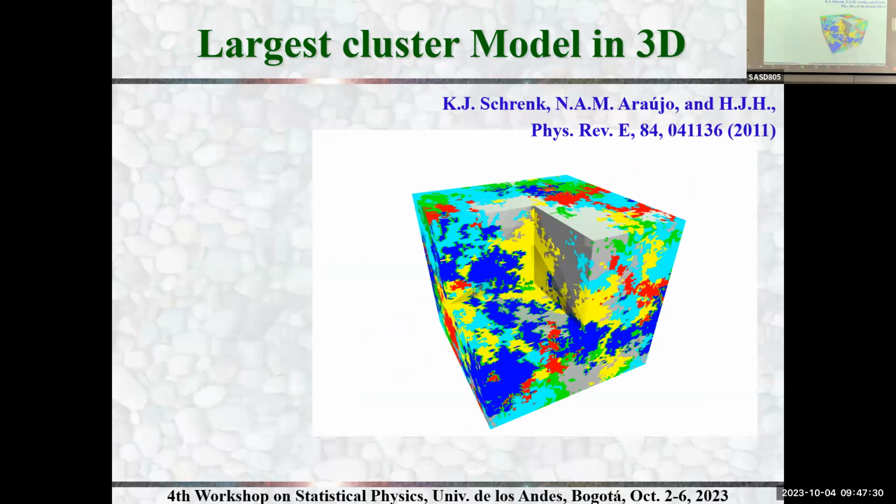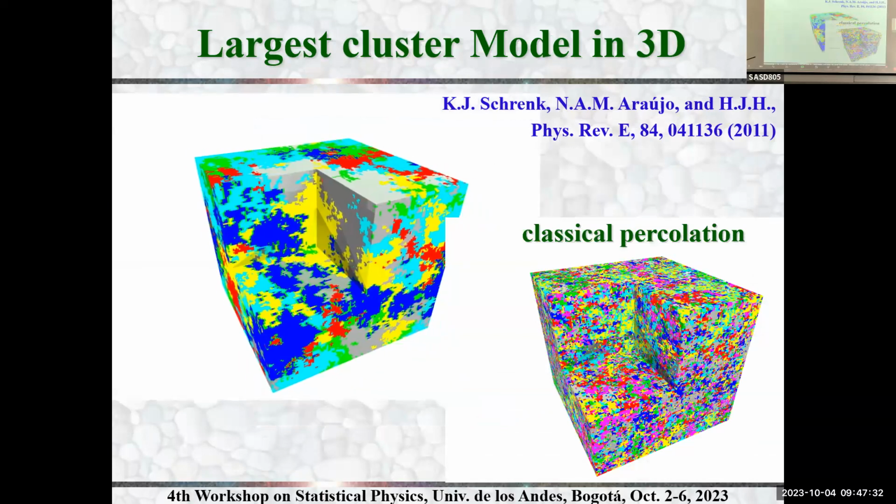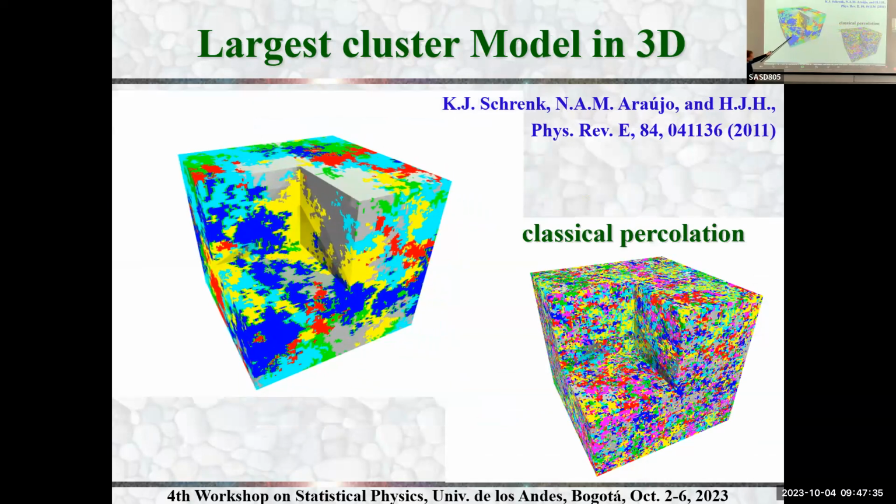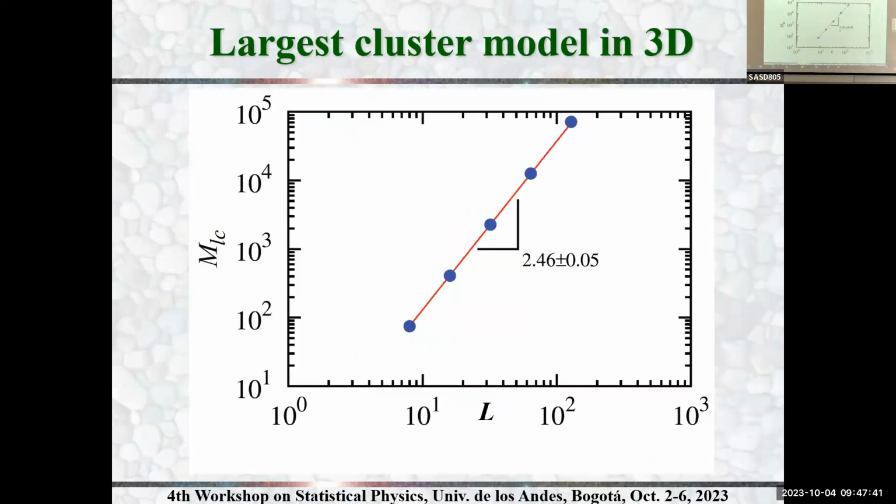Now this is the 3-dimensional situation at the critical point for this largest cluster model. And this is classical percolation. You see there's a big difference. And you can then also study the surface fractality in 3 dimensions. And you find it agrees very well with the surface fractality, the surface dimension of the watershed. So the 3-dimensional watershed appears.